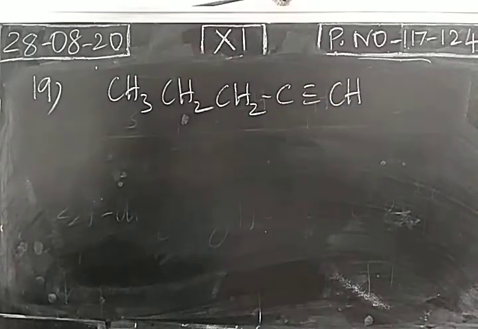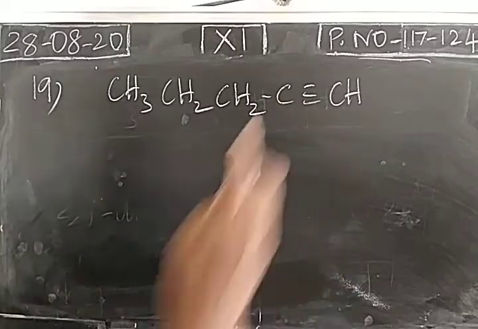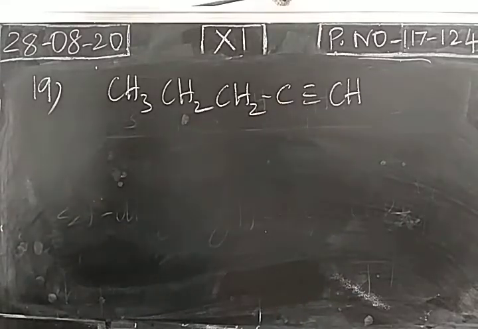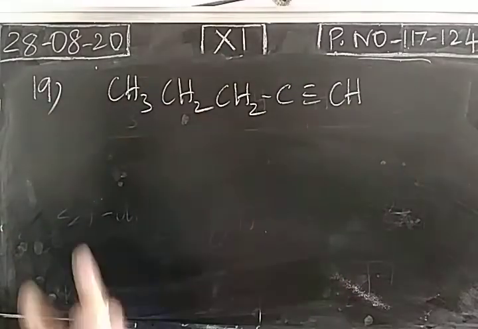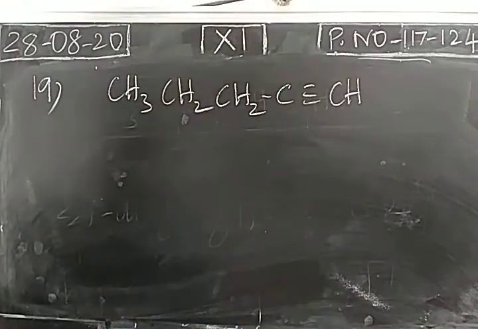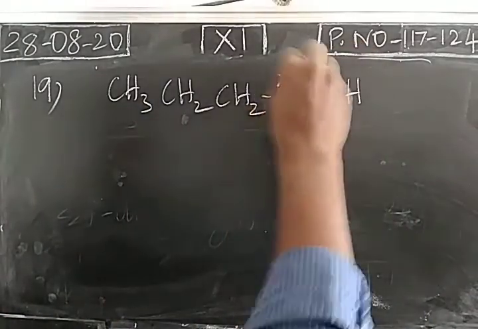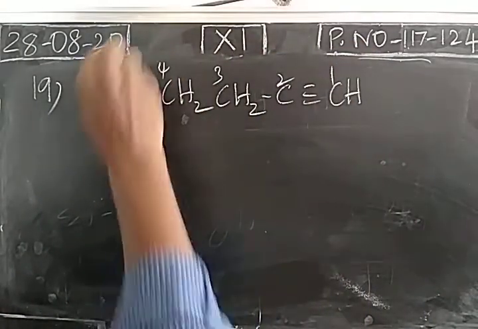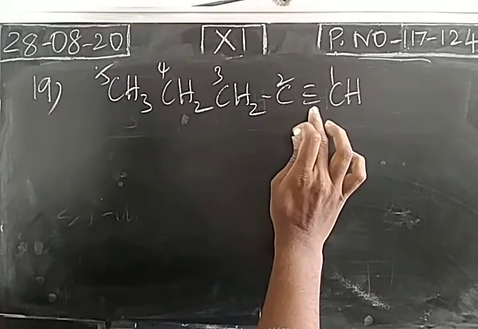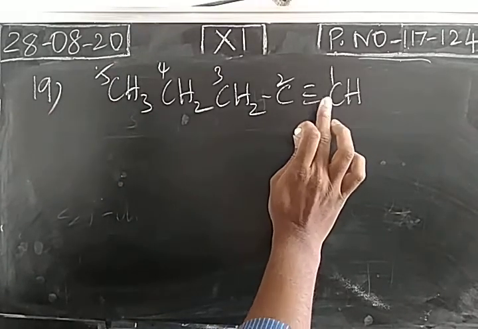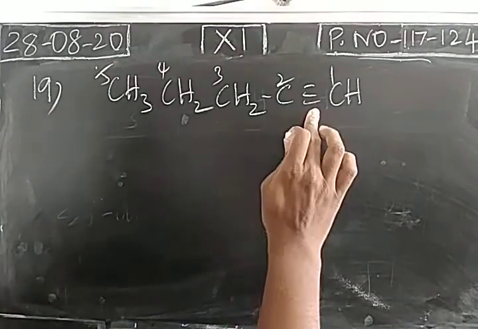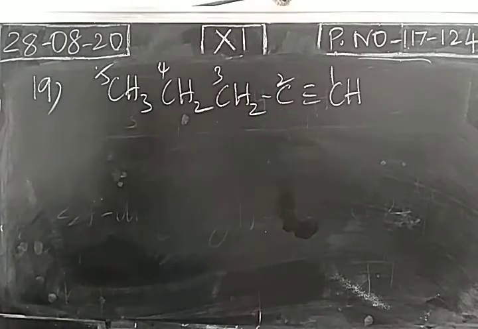So this is an alkyne. A triple bond is present. How will you give numbers? We don't have any branch, so we have only a straight chain. So the number should be given from right to left. Then only this triple bond will have the lowest number, because this is going to act as the functional group.